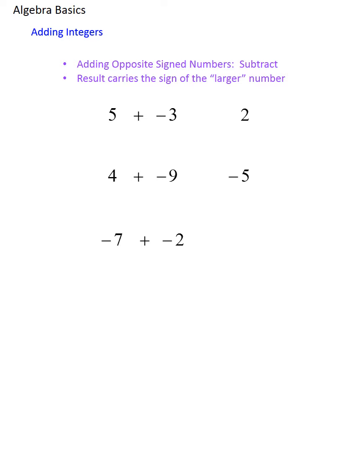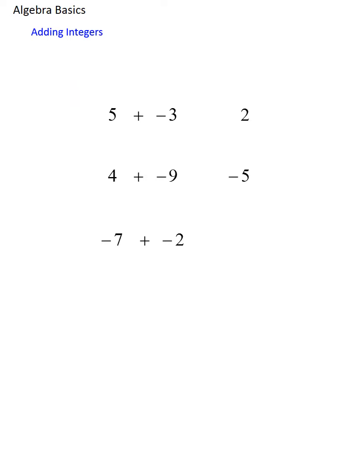Here's a third example to which the rule you see at the top of the screen does not apply, because here we're adding same sign numbers, in this case two negative numbers. When you add two negative numbers, you add, and the result is negative. 7 plus 2 is 9, so adding two negatives results in a -9 in this case. So those are the basic rules on how to add integers.